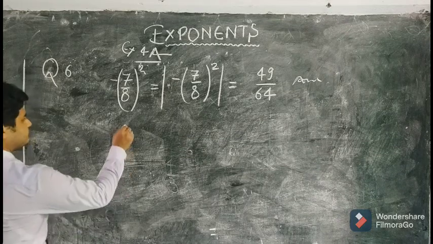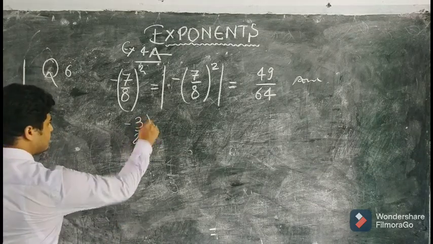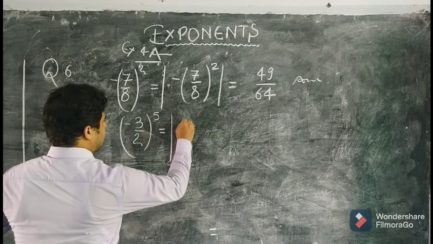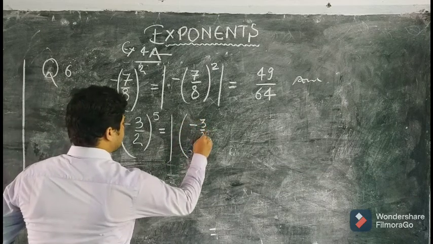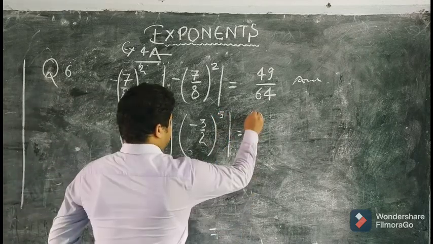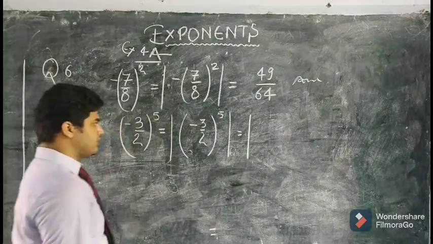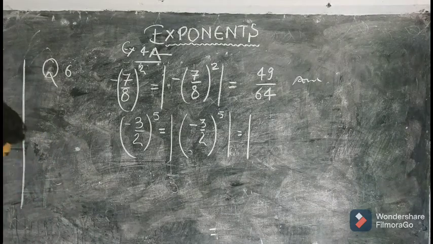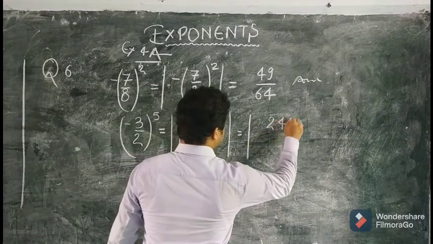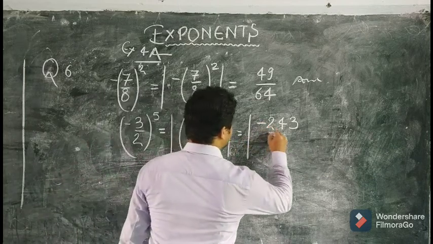Like you see in the next one, minus 3 by 2 raised to the power 5. So we'll write it down as mod of minus 3 by 2 raised to the power 5. So minus 3 to the power 5: 3 3s are 9, 9 3s are 27, 27 3s are 81, and 81 3s is 243. Minus ka power is odd number, so answer will be negative, minus 243.